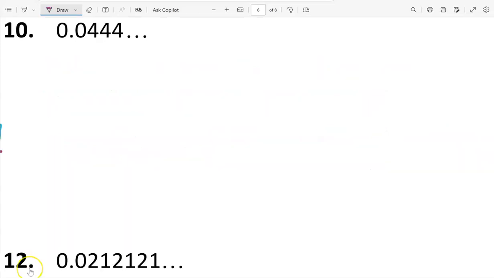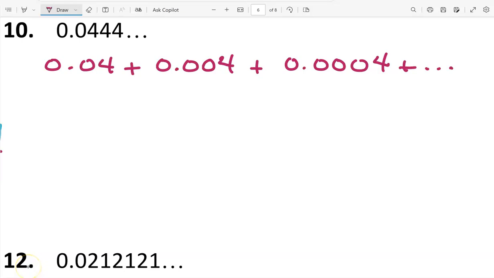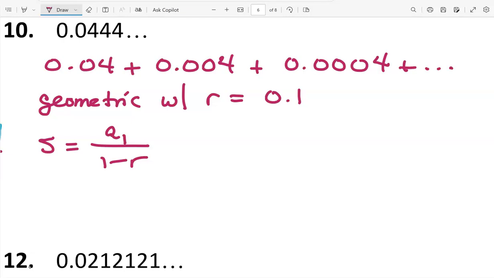7/9. In number 10, we have a repeating decimal 0.04 repeating, which can be written as a series 0.04 plus 0.004 plus 0.0004 plus etc., which is a geometric series with a ratio of 0.1. Since the ratio is 0.1, which is between -1 and 1, we can find the sum of this infinite geometric series by using the sum formula.